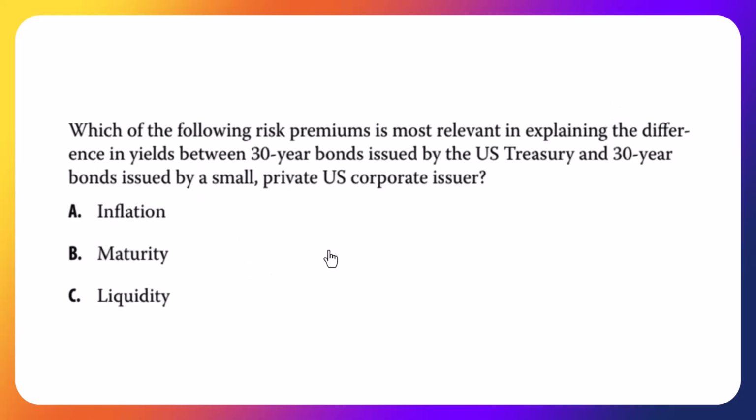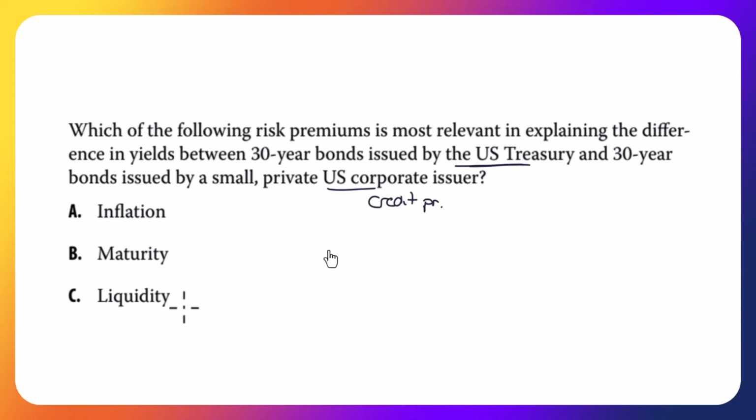We do. Which of the following risk premiums is most relevant in explaining the difference in yields between 30-year bonds issued by the U.S. Treasury and 30-year bonds issued by a small private U.S. corporate issuer? And you may be looking at this and saying, well, these are government bonds, these are corporate bonds, so it must be a credit premium. And you look down the list and you find nothing.